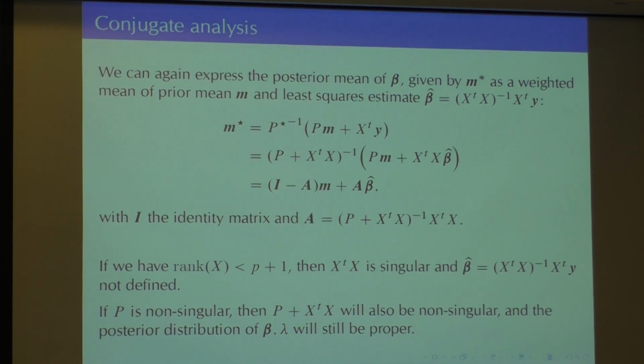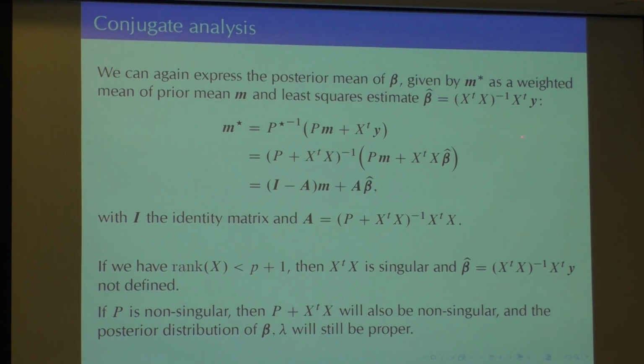I will say something about the problem. Just to reassure you, the posterior mean is again a weighted average of the MLE and the prior mean, and those are the weights. If you are doing regression from a frequentist point of view and your design matrix is of reduced rank, that means that you have collinearity, then you can do nothing about it. You will need to take one of the covariates out of the analysis.